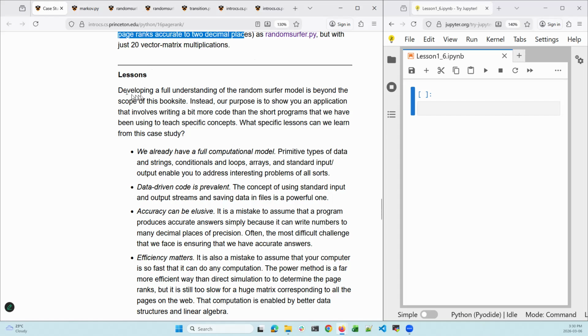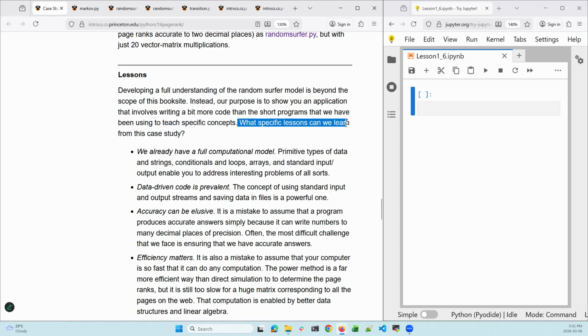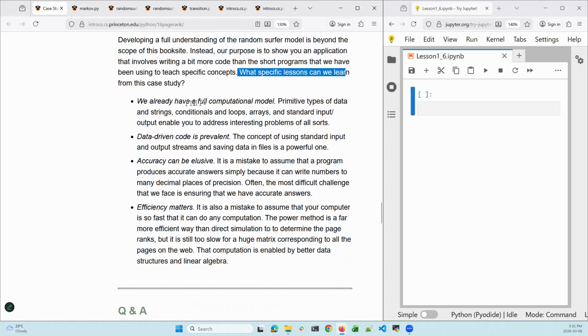Let's look at the lessons. Developing a full understanding of the random surfer model is beyond the scope of this book site. Instead, our purpose is to show you an application that involves writing a bit more code than the short programs that we have been using to teach specific concepts. What specific lessons can we learn from this case study? Well, we already have a full computation model: primitive data types and strings, conditionals and loops, arrays, and standard input and output enable you to address interesting problems of all sorts. Data-driven code is prevalent. The concept of using standard input and output streams and saving data in a file is a powerful one.